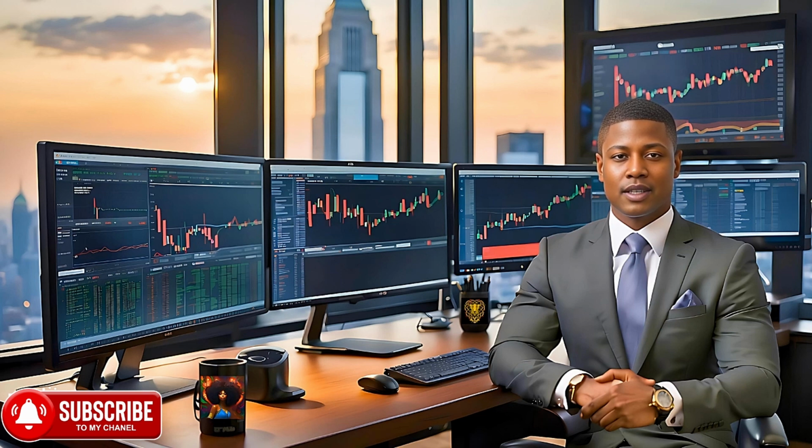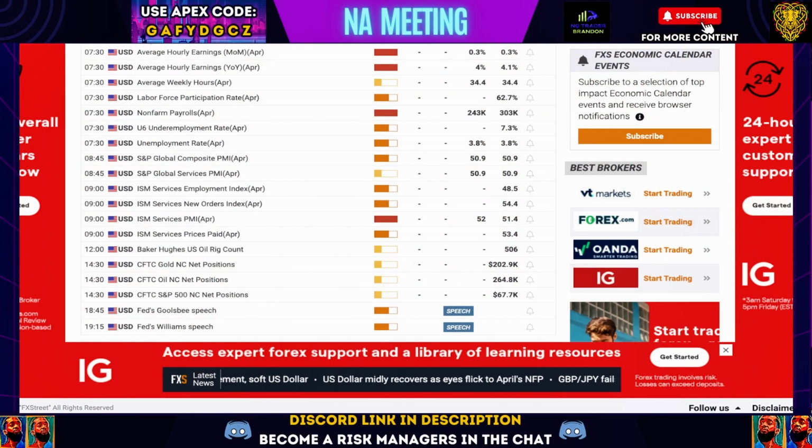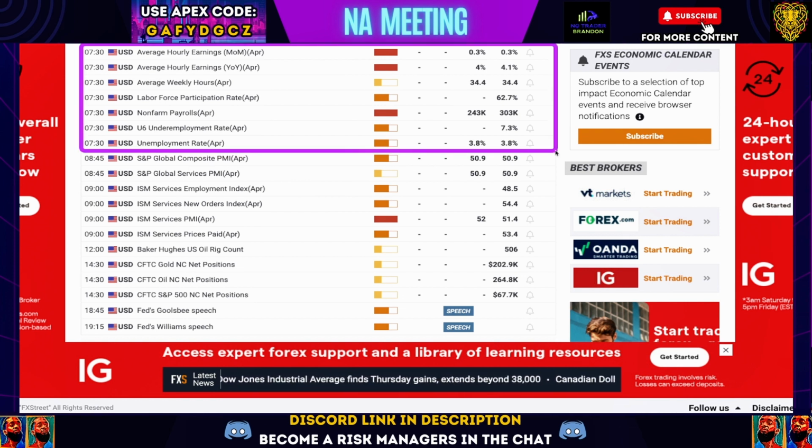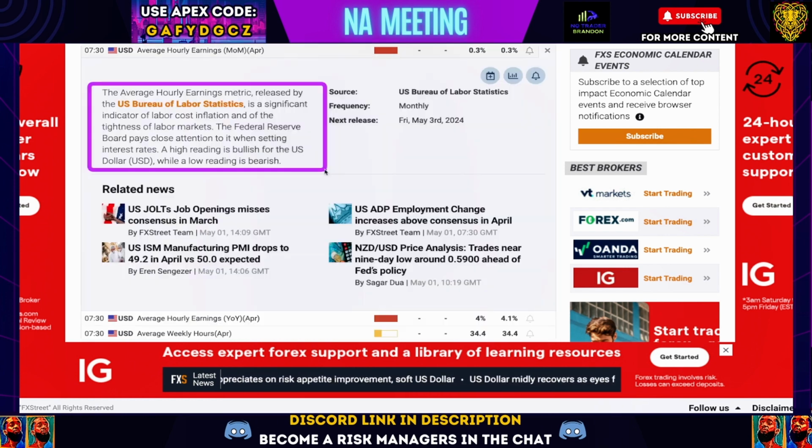And with that said, let's jump into the charts now. This is tomorrow's data. Be mindful that all times are in Central Time. And we have a big block of news scheduled for tomorrow, so let's jump into it. We have news at 7:30 with a focus on the month-over-month average hourly earnings, which is released by the U.S. Bureau of Labor Statistics.